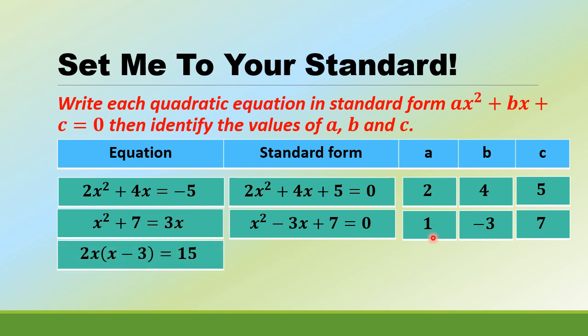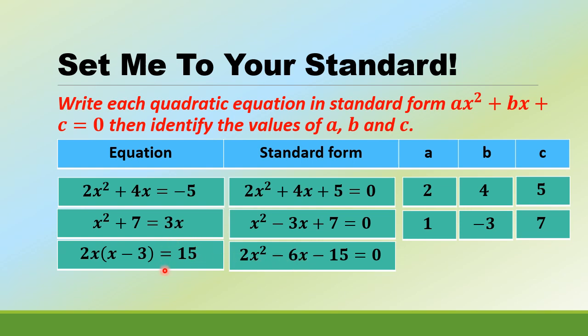Okay, so we have the last one. So we have 2x times the quantity x minus 3 is equal to 15. So ano ang dapat natin gawin dito? Okay, correct. We need to distribute 2x kay x minus 3. So, meaning, si 2x ay i-multiply kay x, si 2x ay i-multiply kay minus 3. Okay? So, 2x times x becomes 2x squared. 2x times negative 3, it becomes negative 6x.